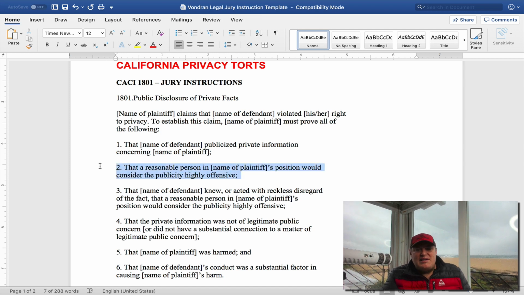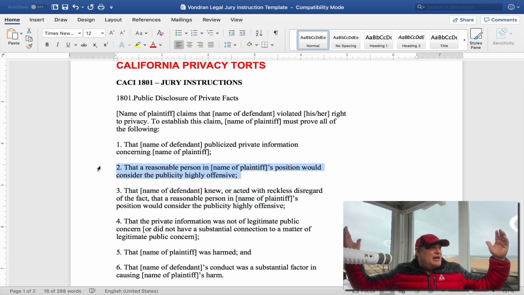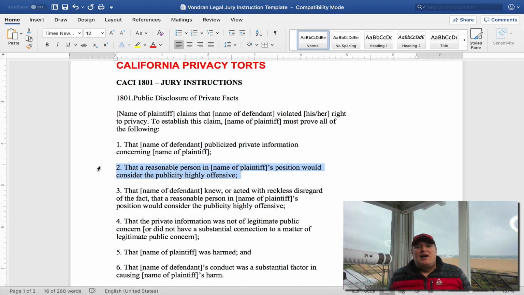Two, that a reasonable person in plaintiff's position would have considered the publicity highly offensive. So this goes back to something we have in law, the reasonable person standard. What does the reasonable person do? That's an objective standard, okay? That means, well, you sitting there as 12 jurors, what would a reasonable person have done? Would a reasonable person have flipped their lid and said, oh my God, that's highly objectionable. I can't believe someone's doing this. That is the question that you need to be able to prove, okay?